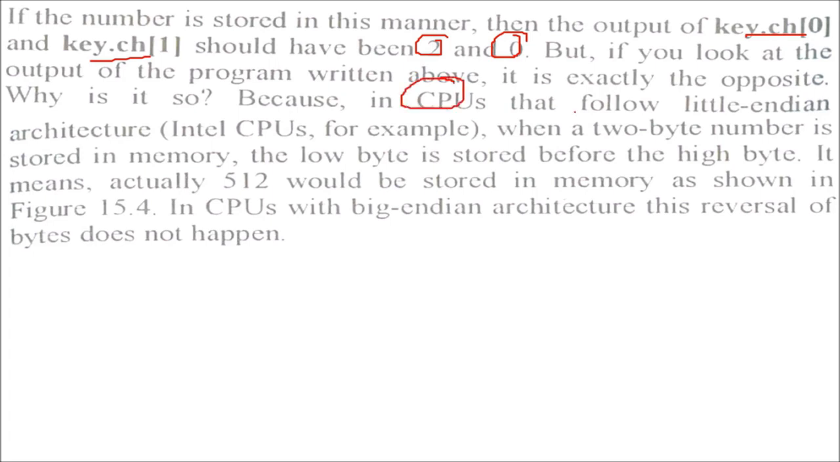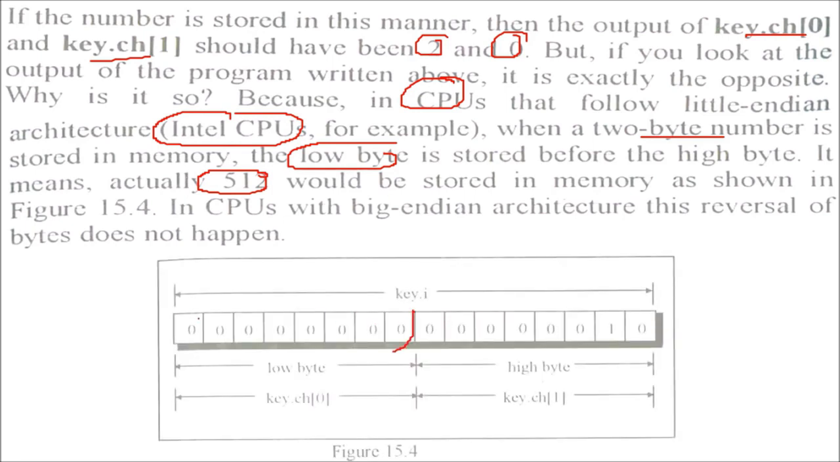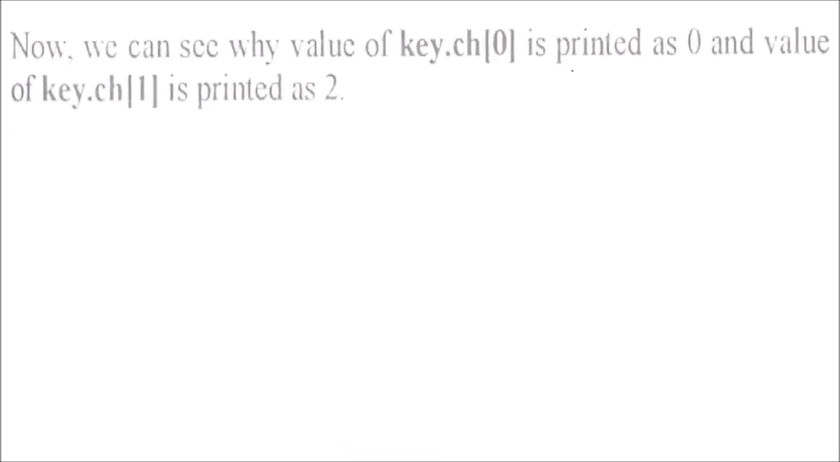Because the CPU that follows Little Endian architecture, which is mostly Intel CPUs, when a 2-byte number is stored, the low byte is stored before the high byte. That means 512 would be stored in memory not like that, but this is the first byte, this is the second byte. So the low byte will be placed here, the high byte will be placed here. And if this is ch0, ch1, when you take out this number and print it, it will be printed as 0, and this as 2.